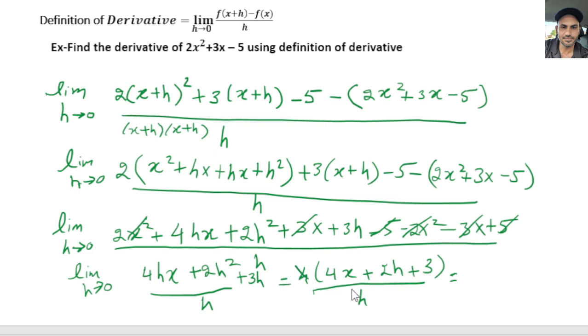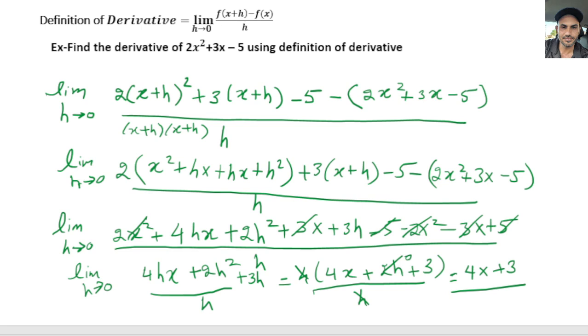And this h cancels with this one, and as h goes to 0, this thing is gone since h is 0. So we are left with 4x plus 3. So this is your final answer. So the derivative of this function right here is 4x plus 3 using the definition of derivative.